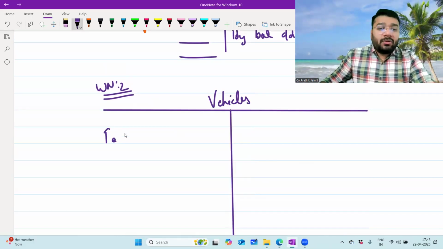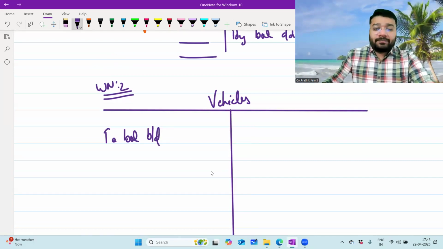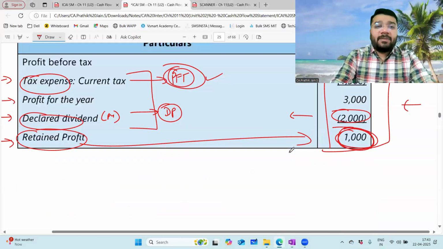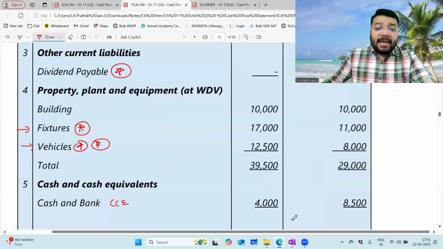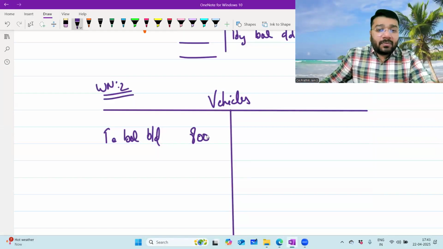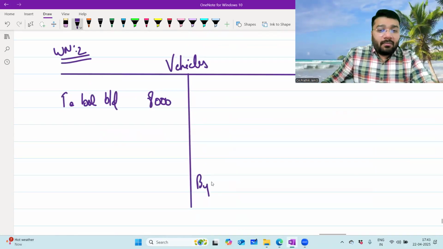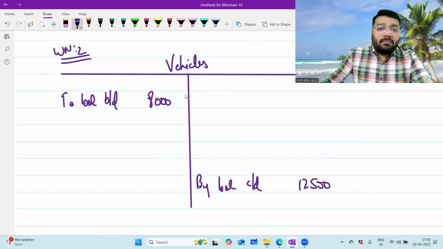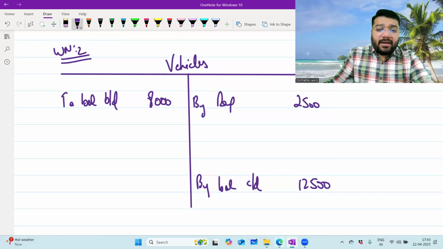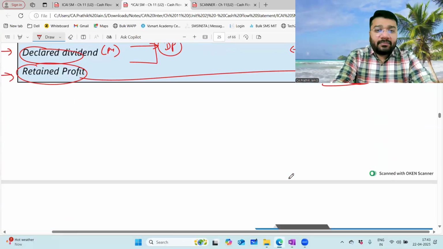Vehicles. To balance brought down. How much is the opening balance, people? Vehicles, 8,000 rupees. What is the closing balance, people? By balance carried down, 12,500. By depreciation, how much, people? 2,500. 2,500.